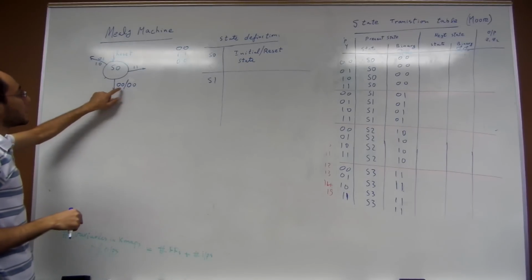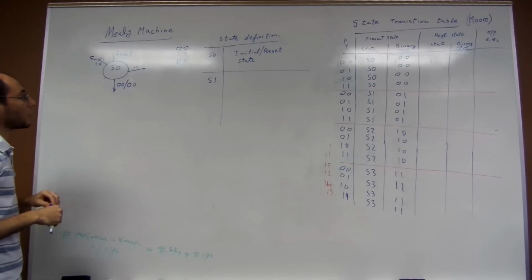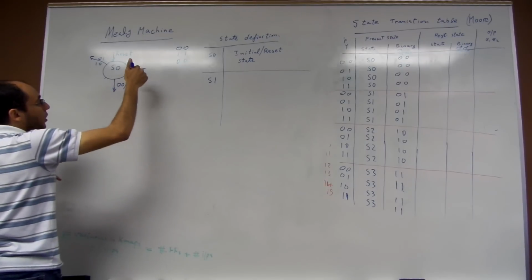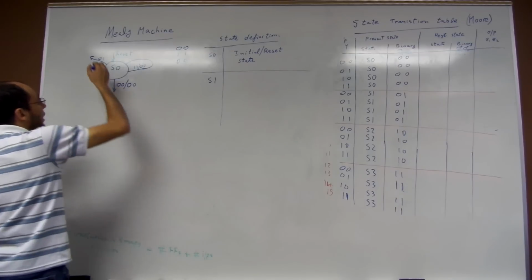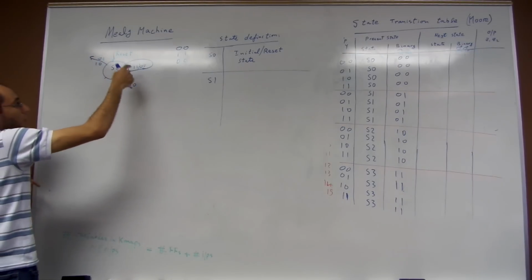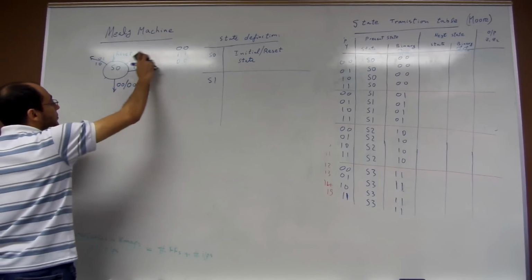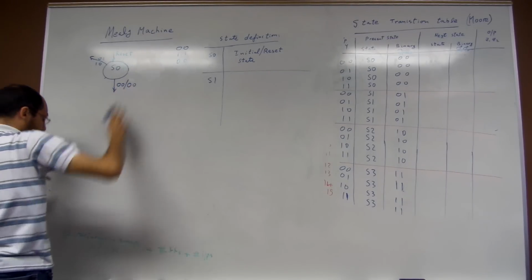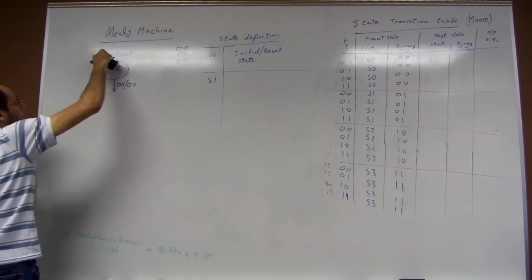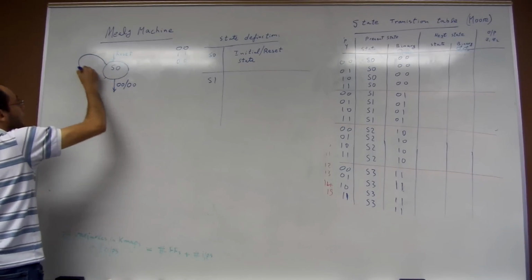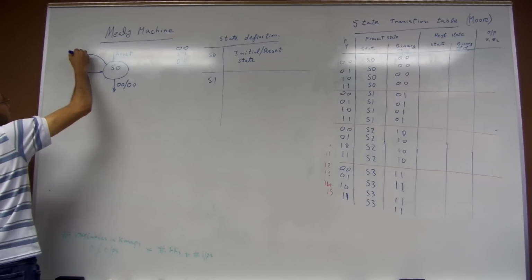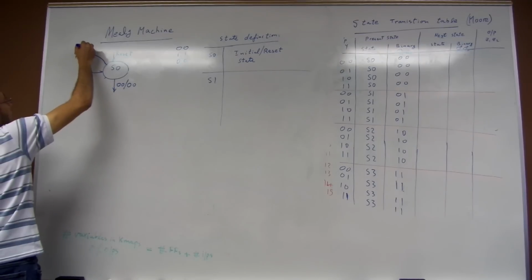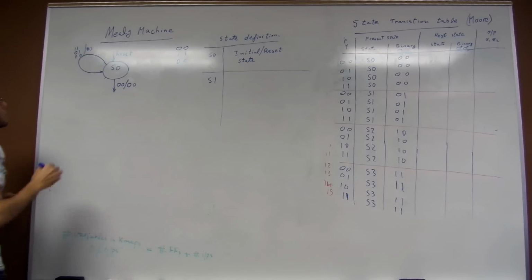Okay? 0, 0, I get an output of 0, 0. 1, 1, I get an output of 0, 0 as well, because it's not a part of the sequence, and I loop back, okay? And the same goes for 0, 1 and 1, 0, okay? So you might want to write down them all on the same arrow, okay? So, whether it's 0, 0, whether it's 0, 1, 1, 0, or 1, 1, all of them have an output of 0, 0. Okay?